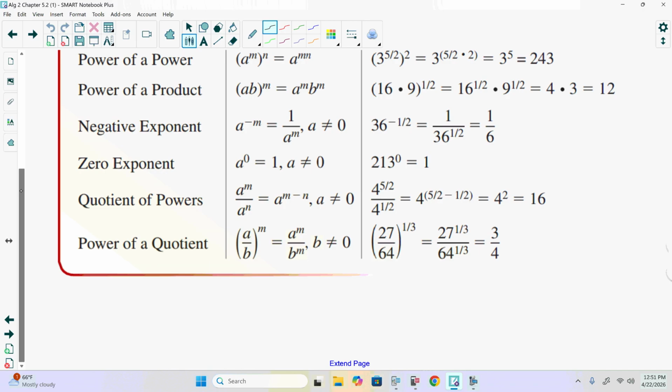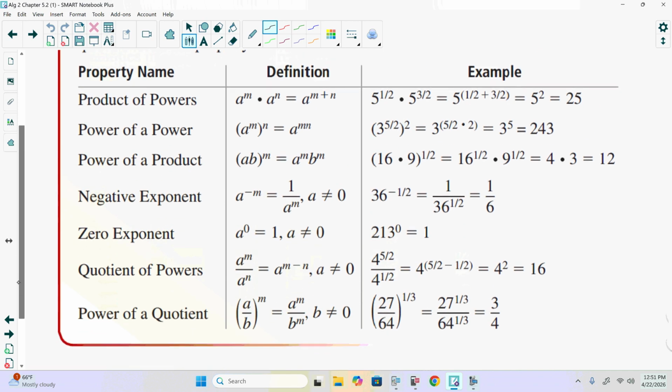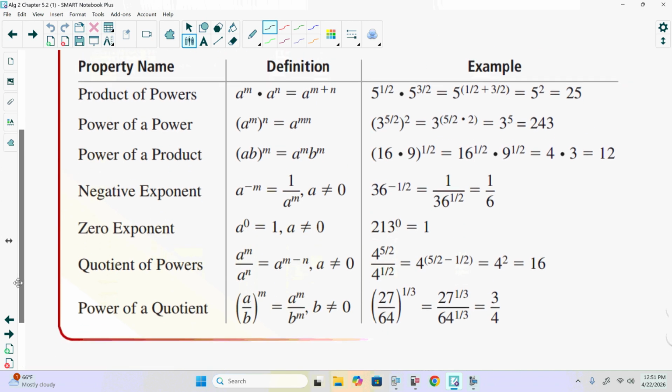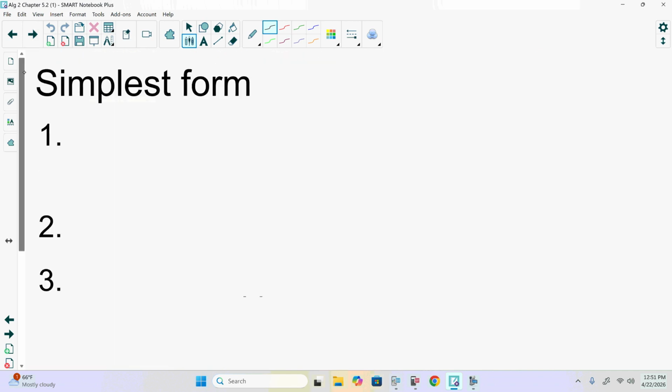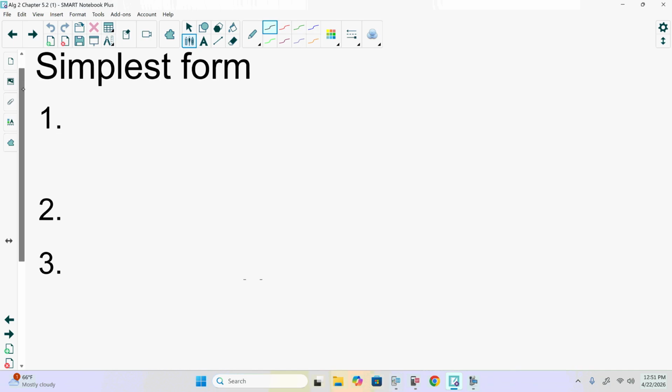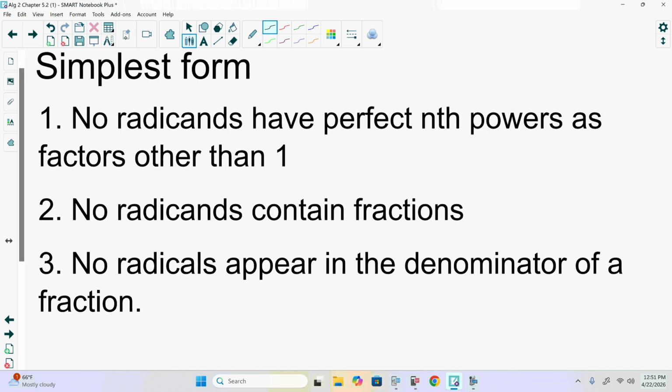Power properties. We've done these before, we've gone over these before. And we're going to do these here. Simplest form. Really, this is not going to come up too much. I think I've said it year after year. I'm going to remove it from this slide and put it where it needs to actually be. But as you can tell, I have not done that.